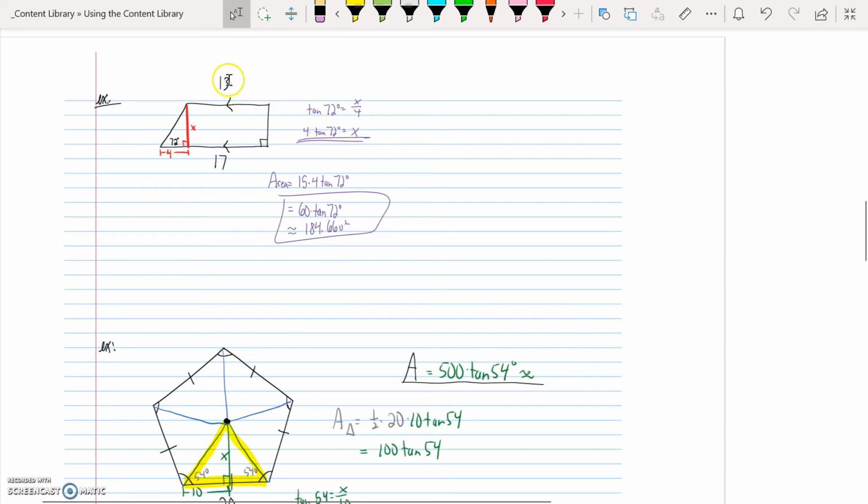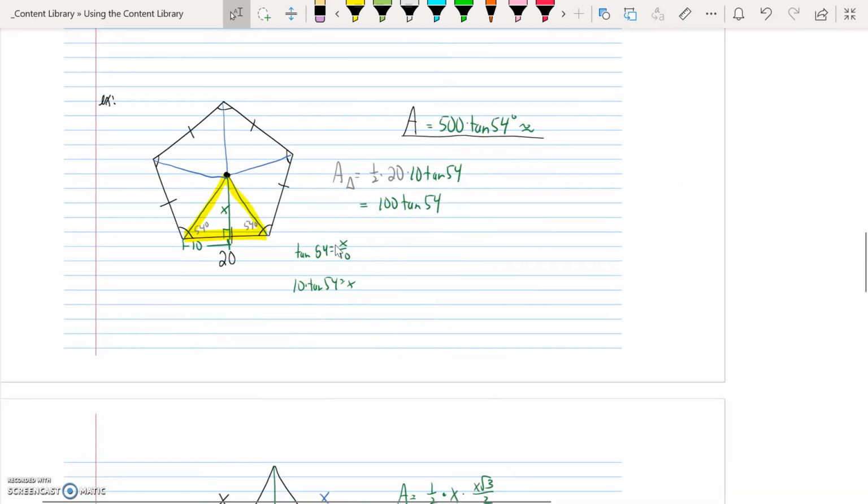So the area of the trapezoid is the average of the bases, which would be 15, times the height, which is x. 15 times 4 is 60 tangent of 72, or approximately 184.66.